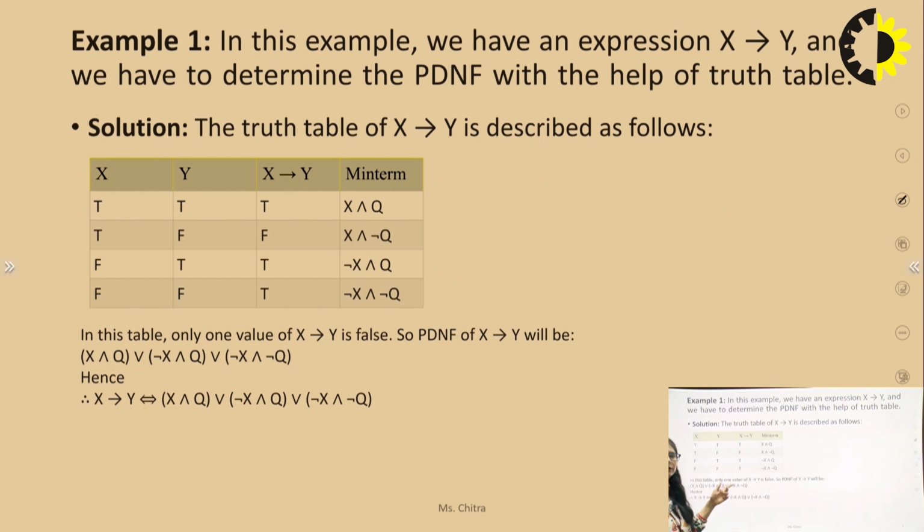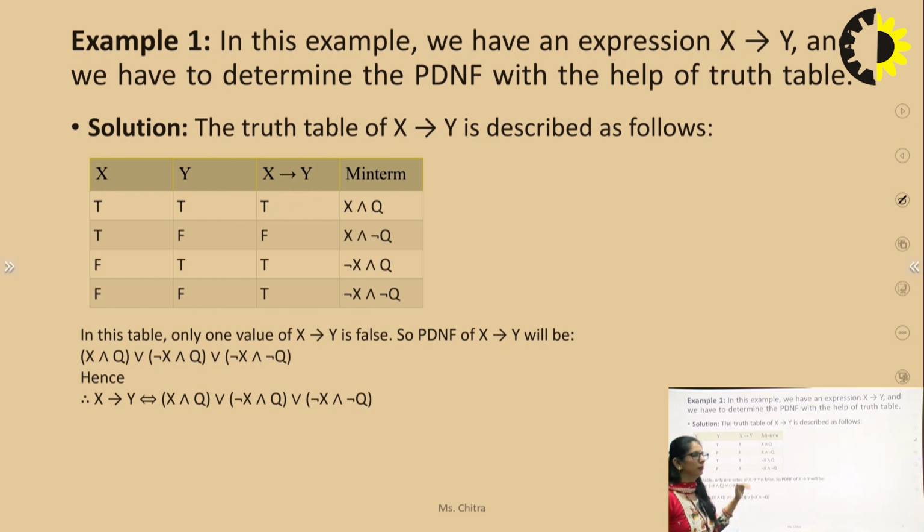See here, there is an expression given. The expression given is x implies y. And we know in the case of implies, if we construct the truth table, we have a false value for only one case, that is TF. If x is true and y is false, then we get a false value, else we get true values.